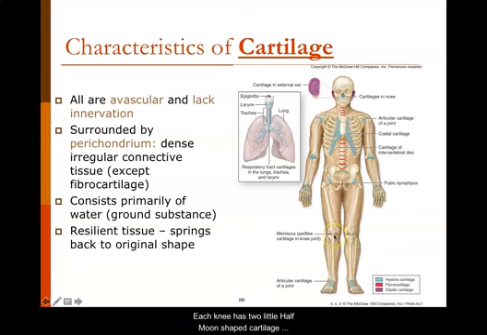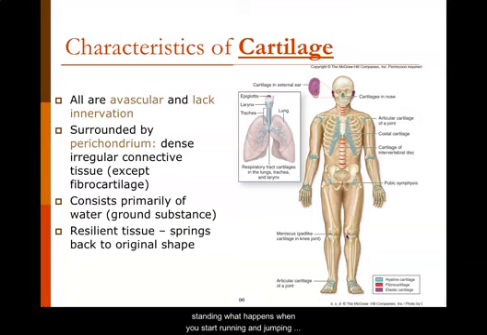Each knee has two little half-moon shaped cartilage cushions. They're called the menisci of the knee. Each meniscus is made of fibrocartilage. You can imagine almost your entire body weight is being placed upon this knee joint here. And so, that's just for standing.